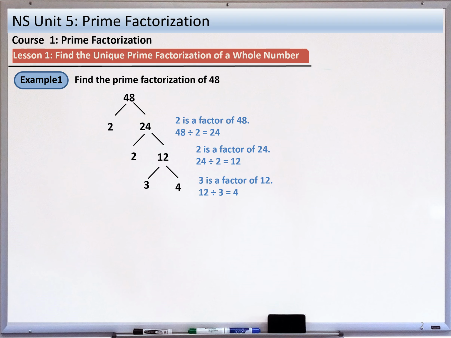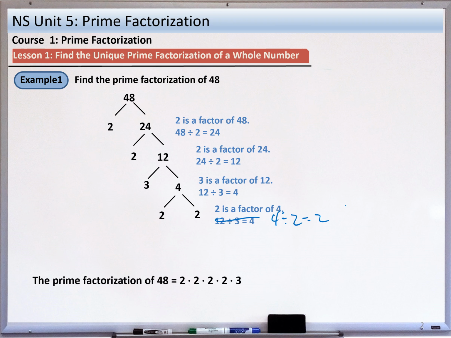I'm going to use 3 this time. 3 is a prime number. 12 divided by 3 is 4. 3 is a factor of 12. And finally, 2 is a factor of 4. That should be 4 divided by 2 is 2. So the prime factorization of 48, I'm going to circle all my prime factors here. The prime factorization of 48 is 2 times 2 times 2 times 2 times 3. I've expressed 48 using only its prime factors.